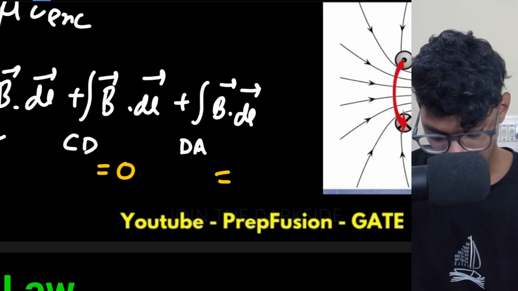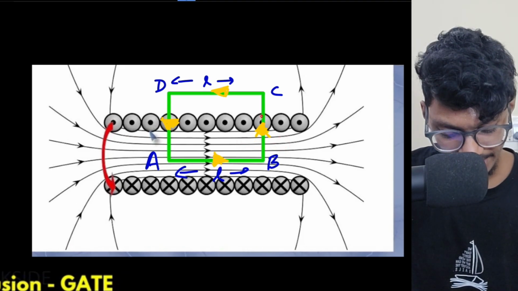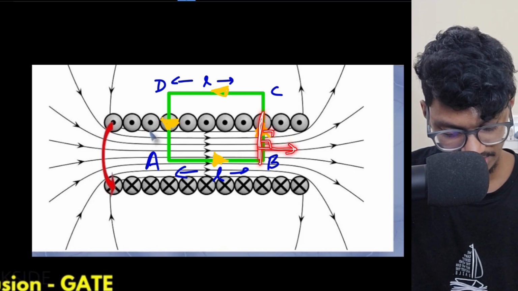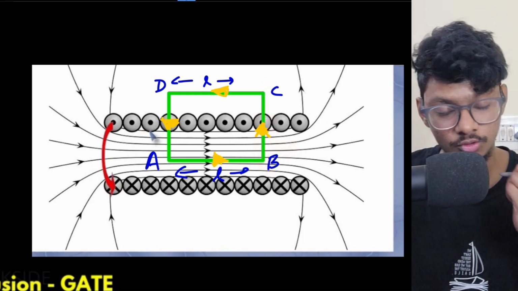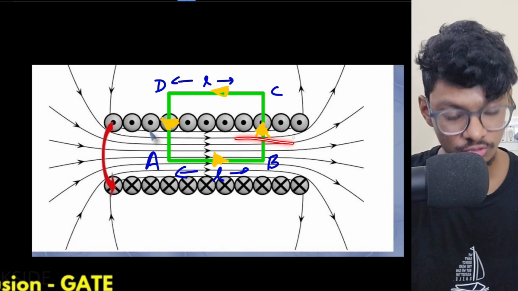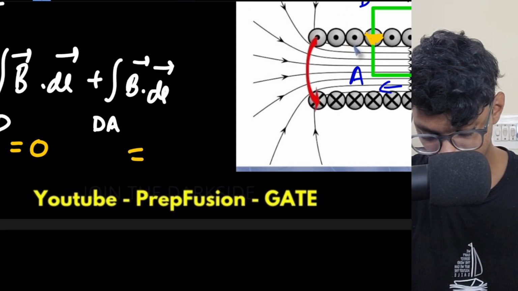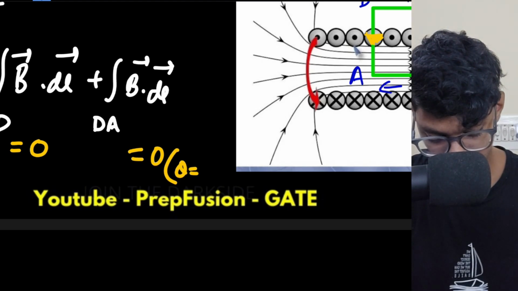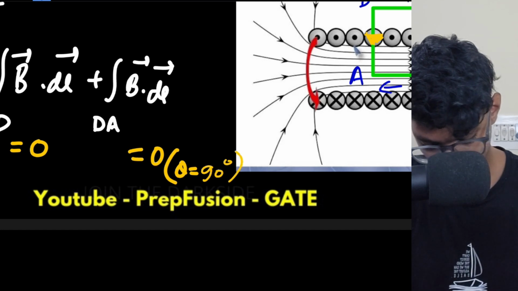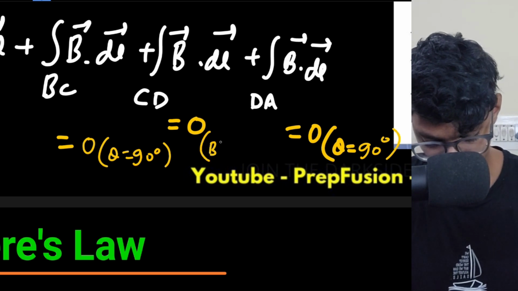What about the DA section and the BC section? In DA and BC the magnetic field is present, but the dl vector is in this direction and the magnetic field is in this direction, it is 90 degrees. I told you the tips to choose the Amperian loop, and this was one of them: the magnetic field should either be at 90 or 0 degrees. Here the magnetic field is always at 90 degrees, so this will also be 0. I will write here theta equals 90.